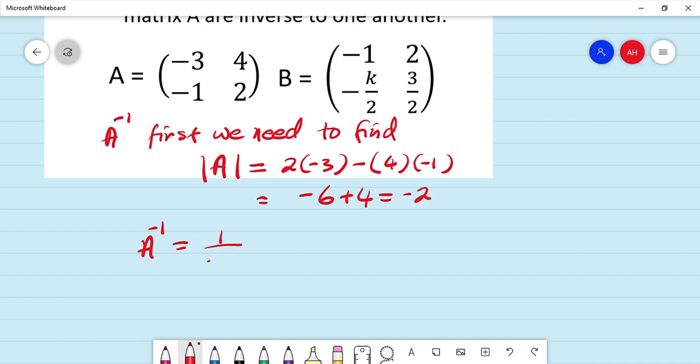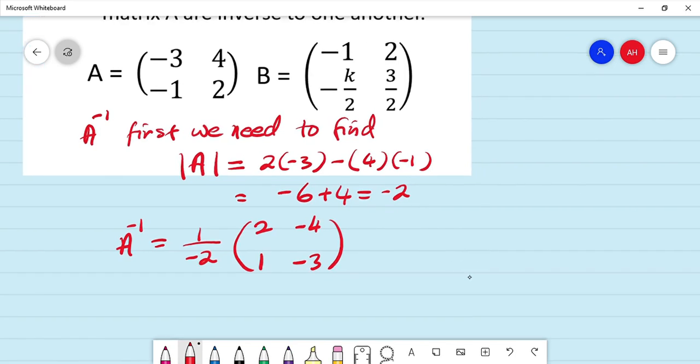that is 1 over negative 2, multiplied by, now A and D, we change the position. We have to write 2 over here and negative 3 at position 2, 2. 4 and negative 1, we have to change the sign. 4 now is positive, becomes negative 4. We have negative 1 there, so we have to have 1 over here.